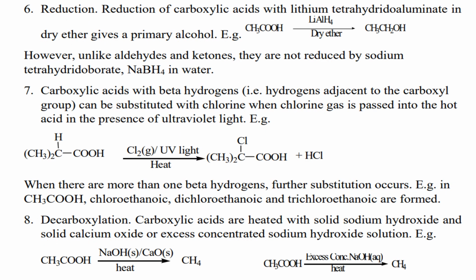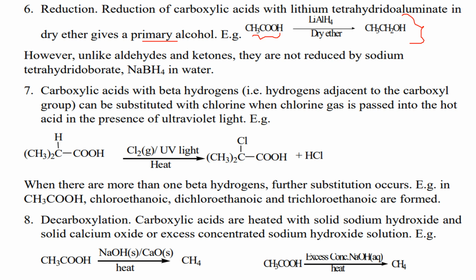Looking at the reduction, reduction of carboxylic acids using lithium tetrahydroaluminate in dry ether also gives us primary alcohols. So when you have ethanoic acid, just like I talked about this reaction in the previous video, I'm not going to re-emphasize it more here. We are just going to be reading through it.